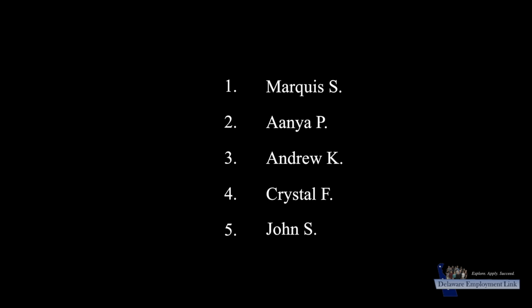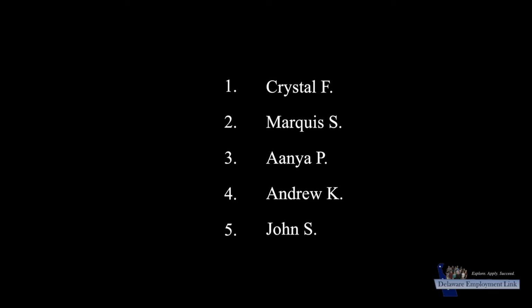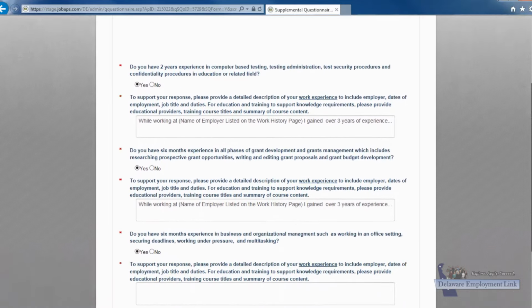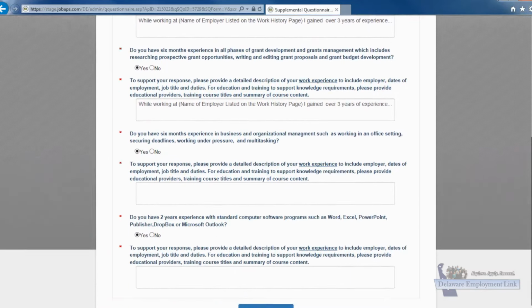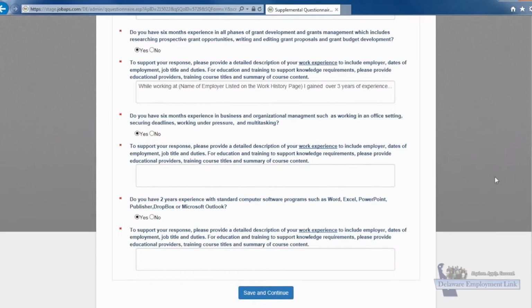Your responses are used to rank your application against other candidates, so be sure to answer all of the questions. If you do not provide information on the questionnaire, you will not be given credit for the experience. The evaluator cannot assume anything. Here are some things you should do when filling out your SQ.